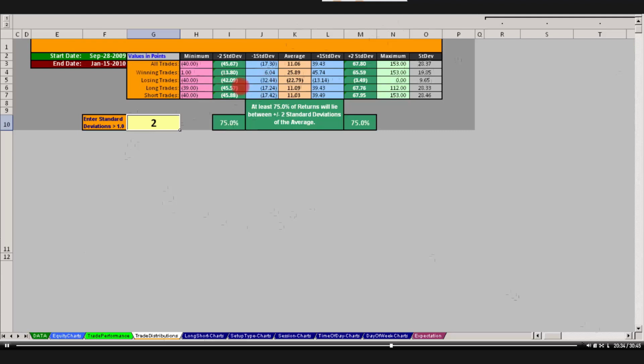So there's a 75% probability, here's the 2 standard deviations that we've given it, that the trades will fall between negative 13.8 points and positive 65 points. That's a 75% probability that you're going to be somewhere in there, and the average is 25. Now, let's say you want to know what a different probability is.